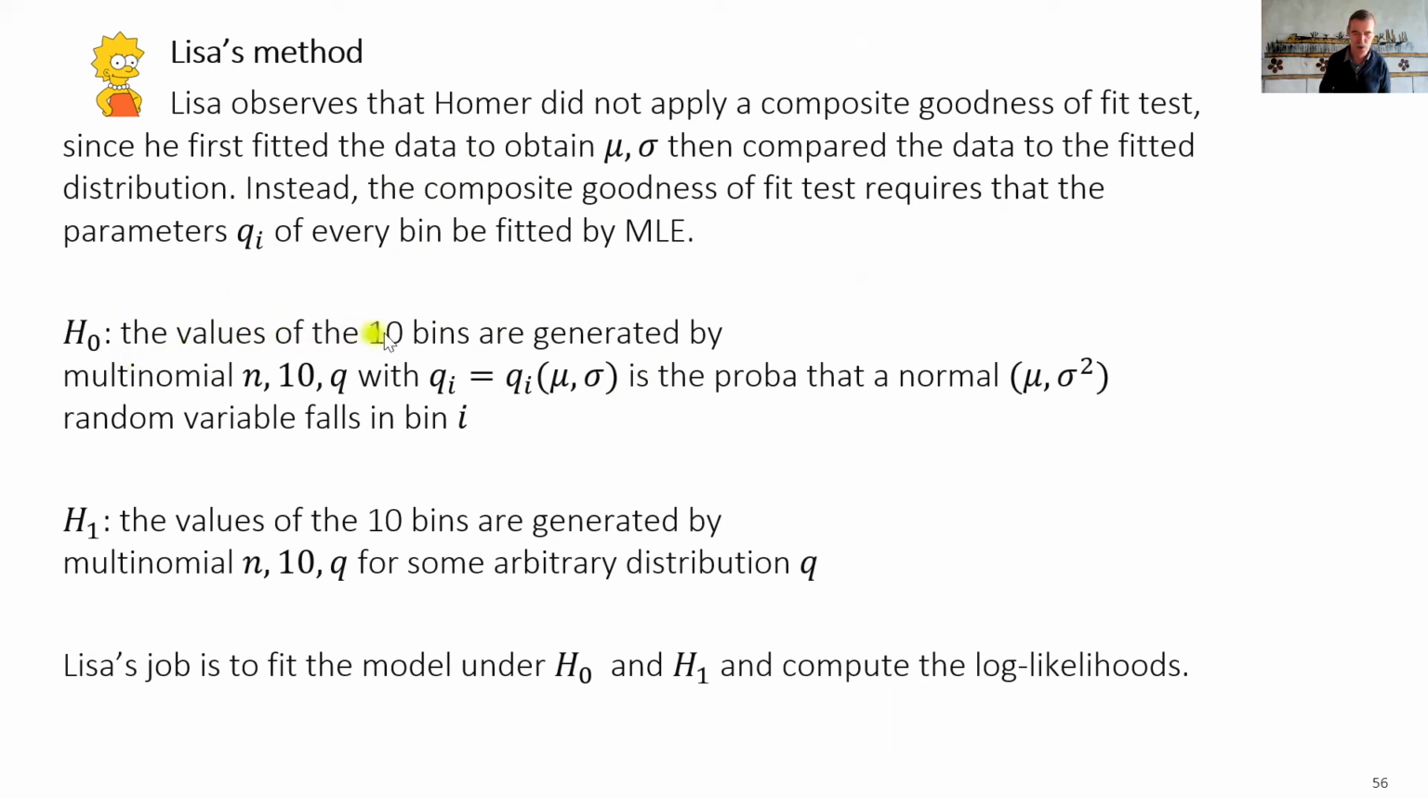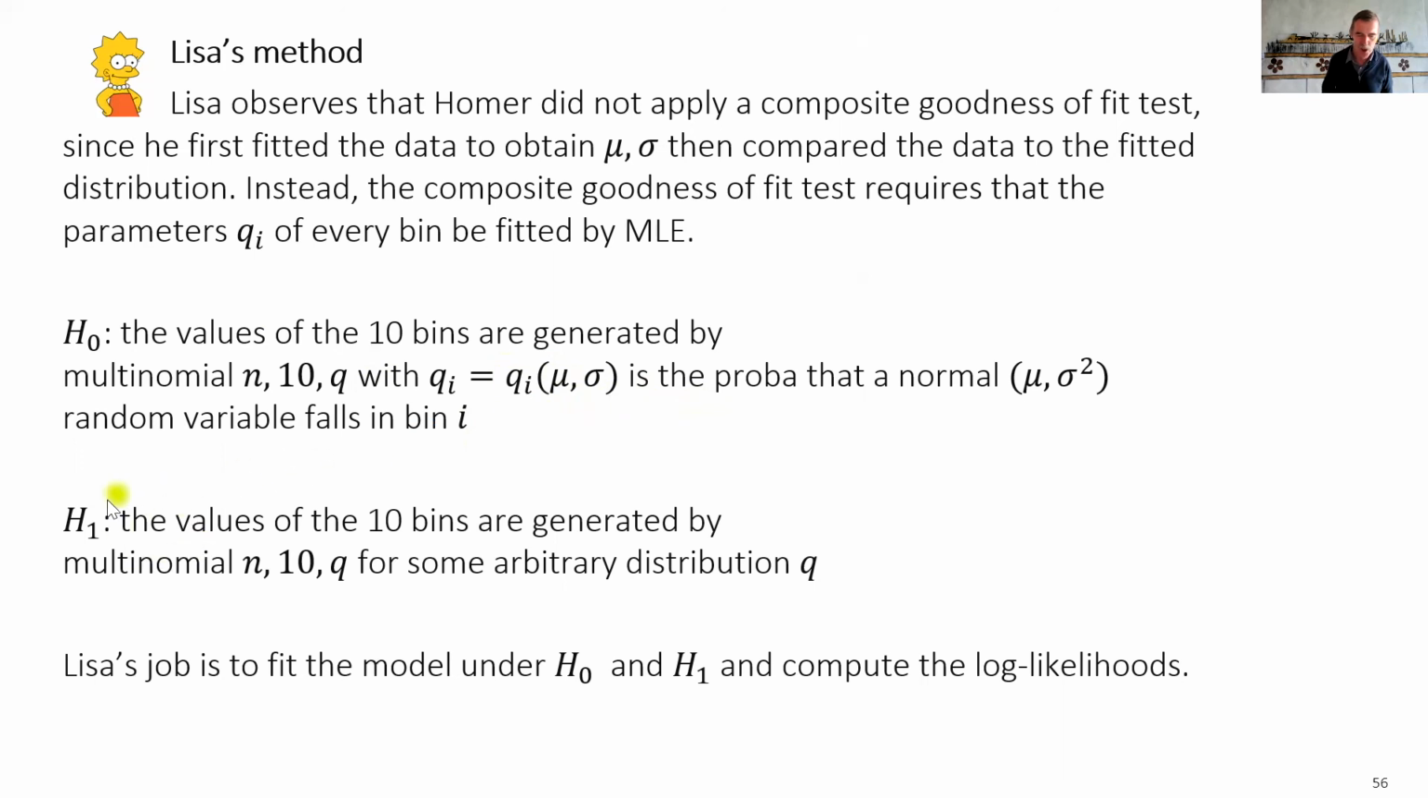So under H0, the values of the 10 bins are generated by a multinomial with n data points, 10 bins, and Q, the probabilities that result once we have chosen the bins from the normal distribution with parameters mu and sigma. This is equal to this. If a bin is an interval, say for example between 10 and 20, so if we bin in bin i all the values that fall between 10 and 20, the Q_i will be the CDF of 20 minus the CDF of 10, the probability that a Gaussian random variable falls in the interval 10, 20. Of course, this doesn't have a closed form, except if you accept that the CDF of the Gaussian distribution belongs to your catalog of closed forms. So it's expressed from this CDF, but this is one that is known only numerically.